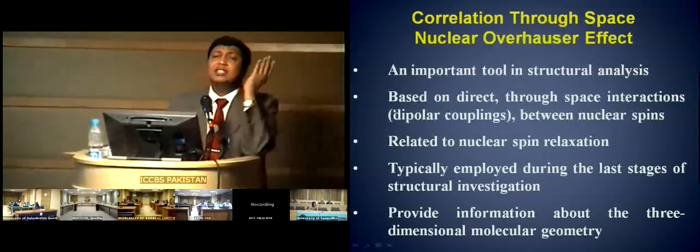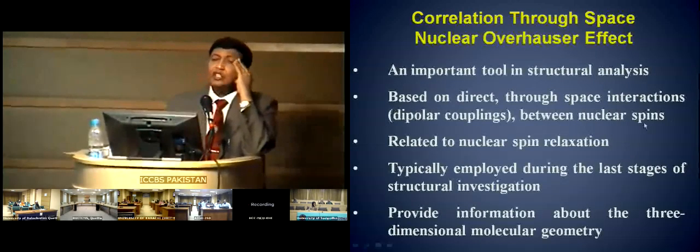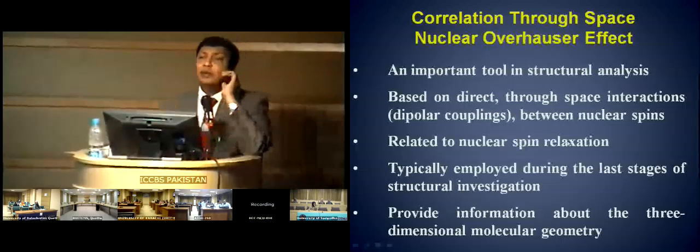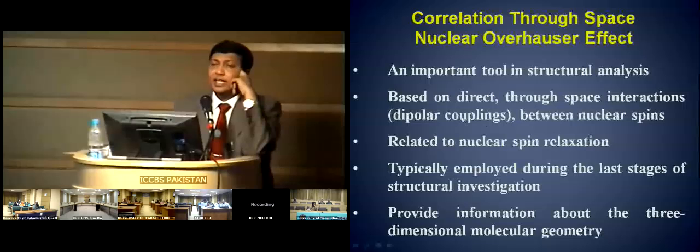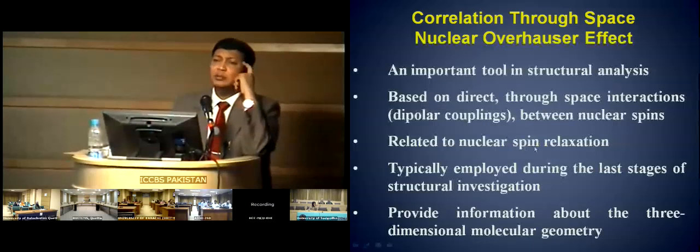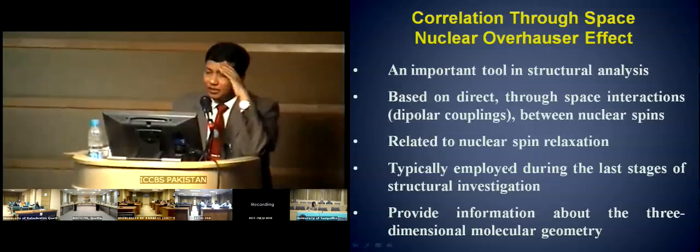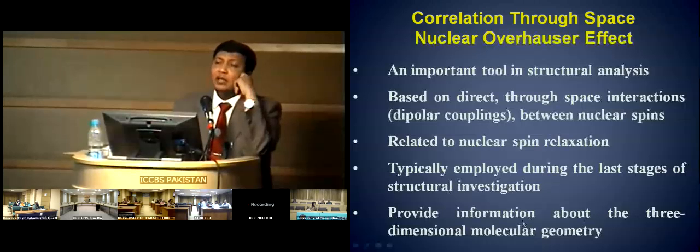And remember, dipolar is nothing but two magnets, two nuclear spins. The phenomenon of NOE is related to nuclear spin relaxation. The nuclear Overhauser effect is a phenomenon for understanding relaxation. And here I would try to answer what people ask me about single quantum, multiple quantum, double quantum and zero quantum, or whatever. All of that is typically employed during the last stages of structural elucidation to provide information about three-dimensional molecular geometry.